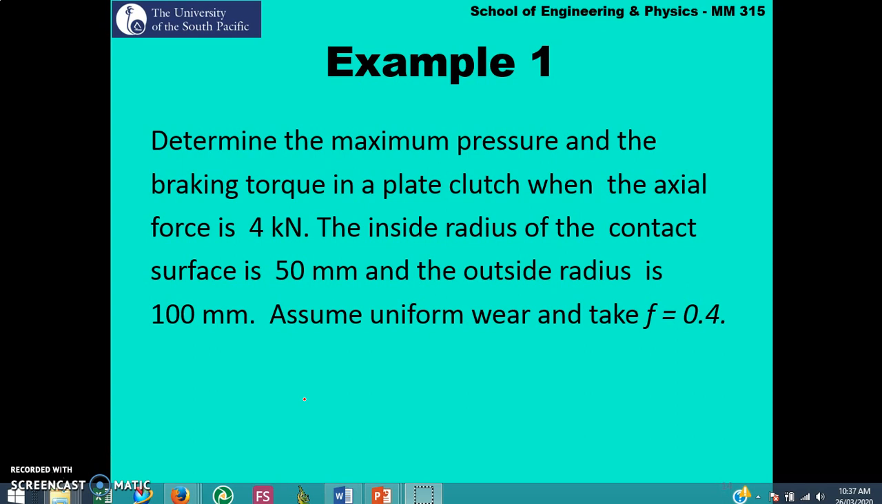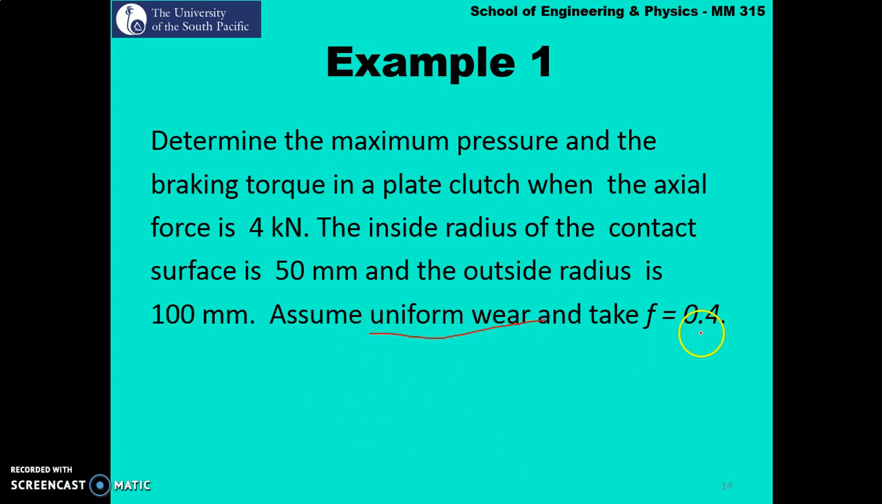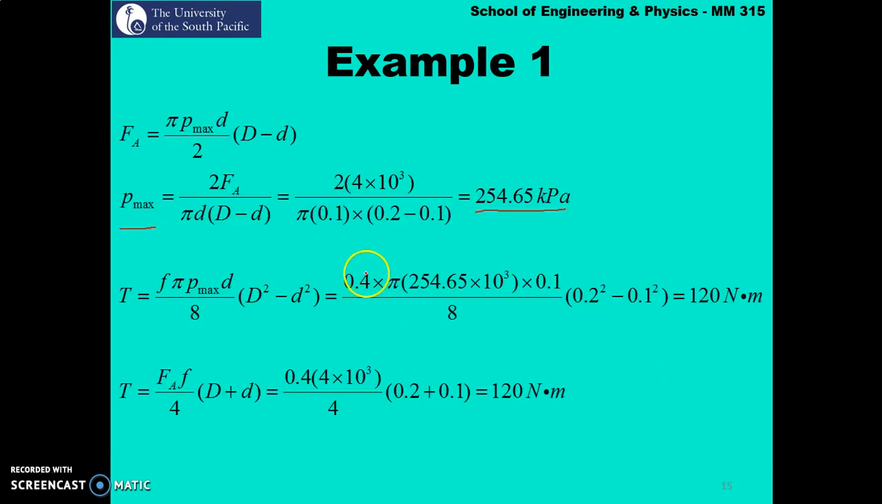You have to take into account that we are dealing with a uniform wear case, and the coefficient of friction is given as 0.4. So for uniform wear, the equations are equations 1, 2 and 3. The actuating force is given. We know our inner diameter and our outer diameter, so we can make Pmax the subject of the formula. Your maximum pressure is equal to 2 times the actuating force divided by pi times the inner diameter multiplied by the outer diameter minus the inner diameter. Once you substitute all of these values, you should end up with a value of 254.65 kilopascal.